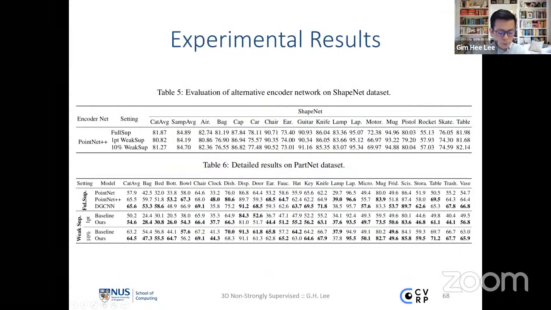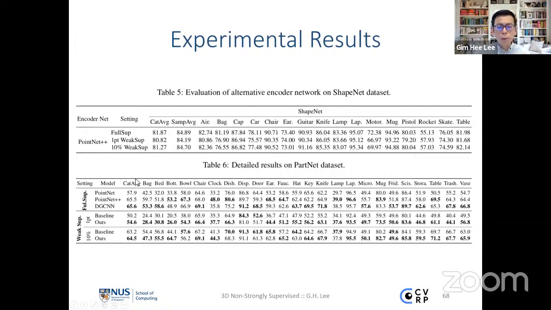Now here's the experimental results, which we evaluate on the ShapeNet dataset for the 3D shape segmentation problem. We can see that comparing this, where we use the encoder of PointNet++, to full supervision here, even with 1 point weak supervision, this means that for every part in the input point cloud we are only given 1 point, we can actually achieve comparable results to the fully supervised setting over here. And with as low as even 10%, we can actually improve the results by quite a bit over here.